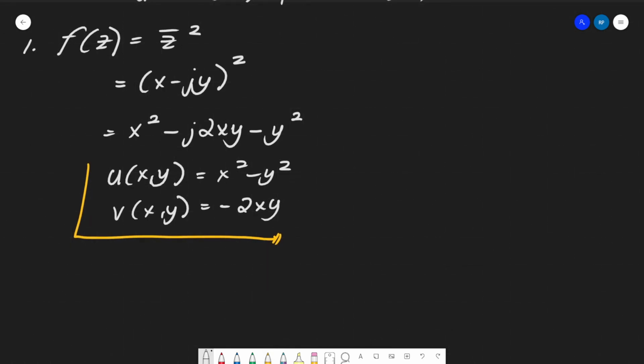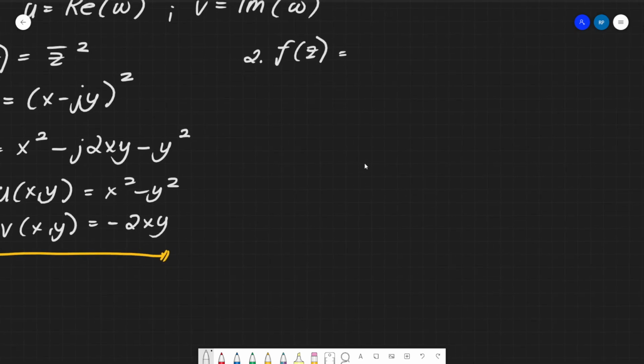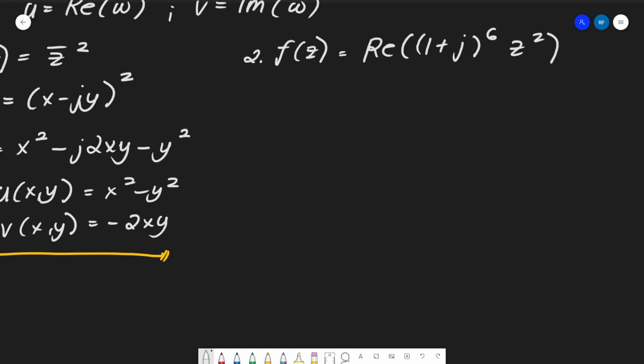Okay. So, number 2. Naintindihan naman, no? So, number 2, we have f of z is equal to the real part of 1 plus j to the 6th, z squared. Ito daw yung pinapahanap sa atin. So, okay, let's evaluate.